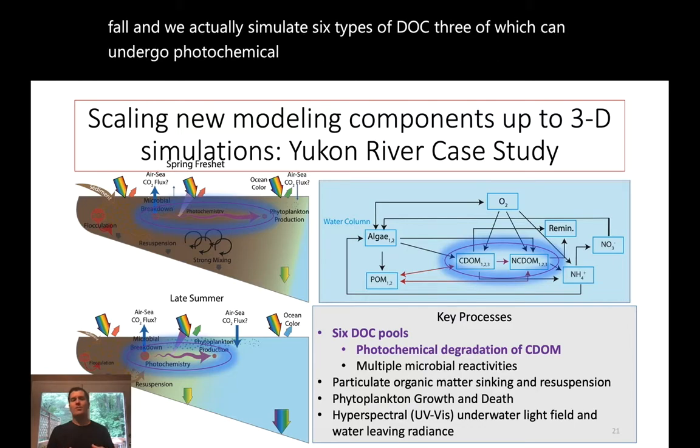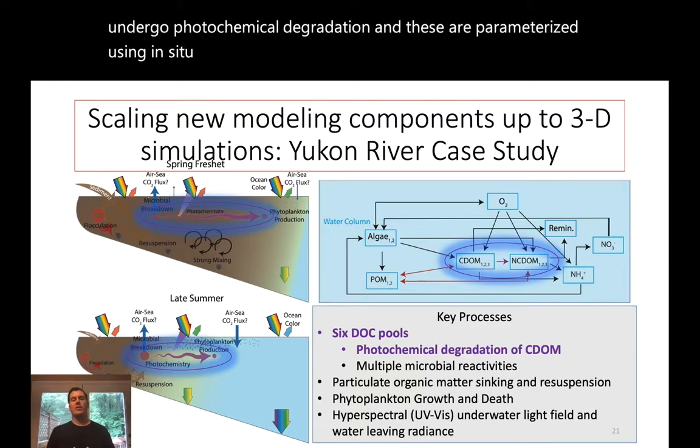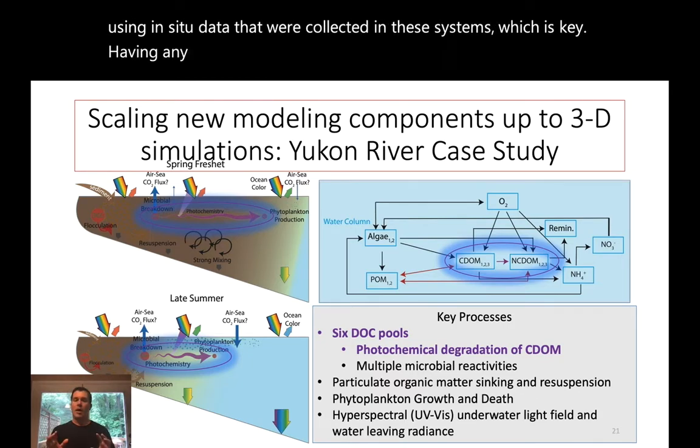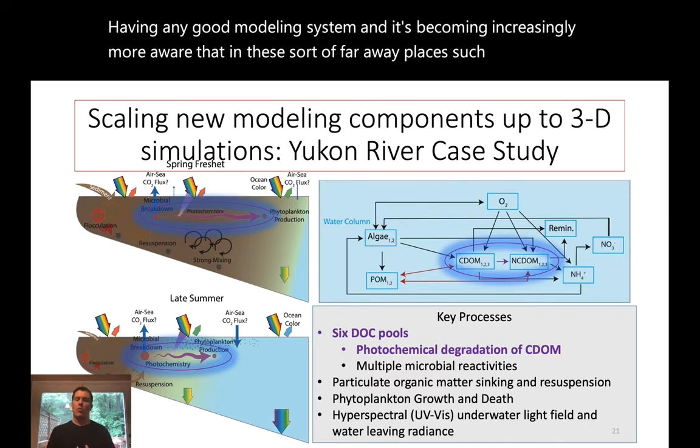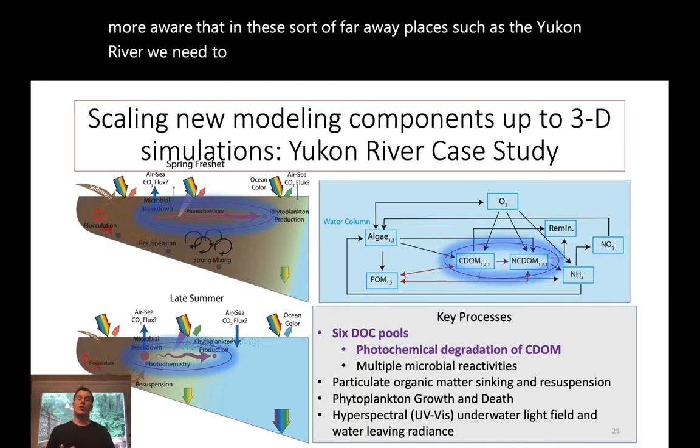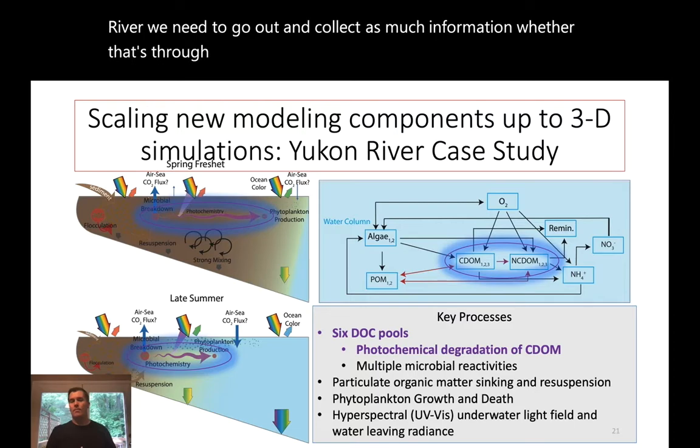And these are parameterized using in-situ data that were collected in these systems, which is key to having any good modeling system. And it's becoming increasingly more aware that in these sort of faraway places, such as the Yukon River, we need to go out and collect as much information as possible, whether that's through remote methods or actually sending folks up there to go sample.